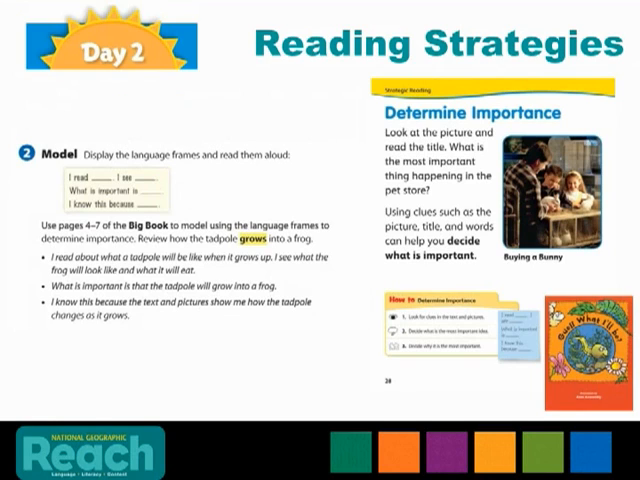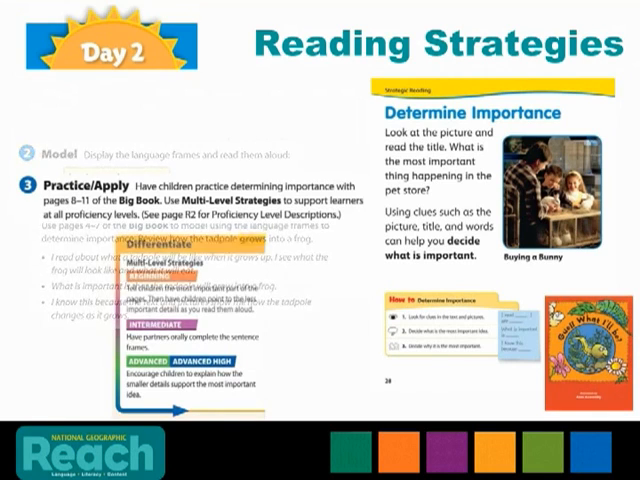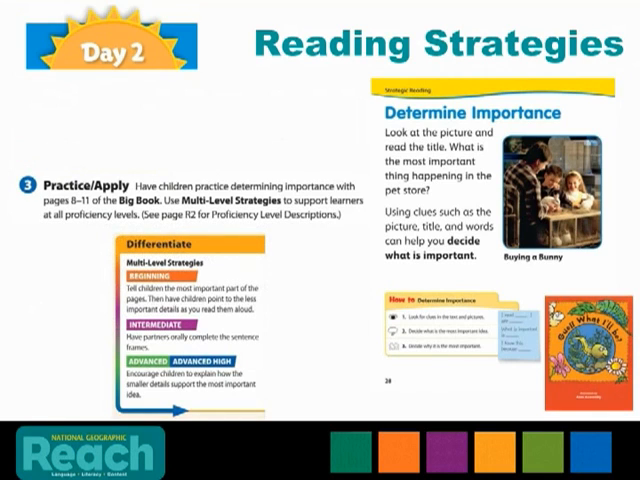Support is provided through the use of a visual to show how to determine importance. Next, the strategy is modeled for students through a how-to chart right in the student book with visual cues and sentence frames.